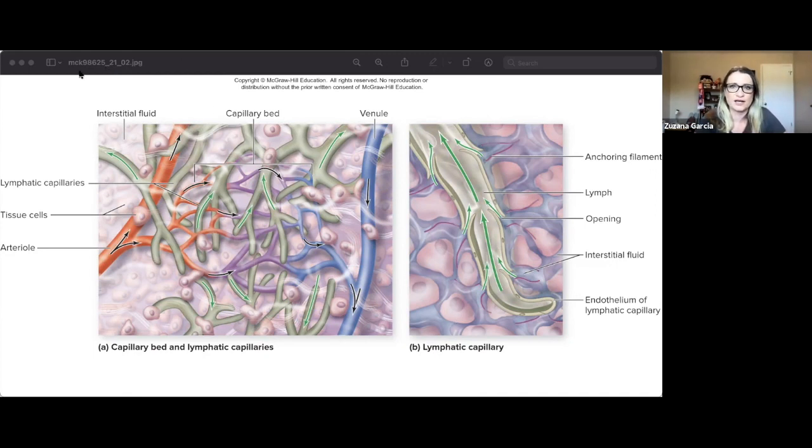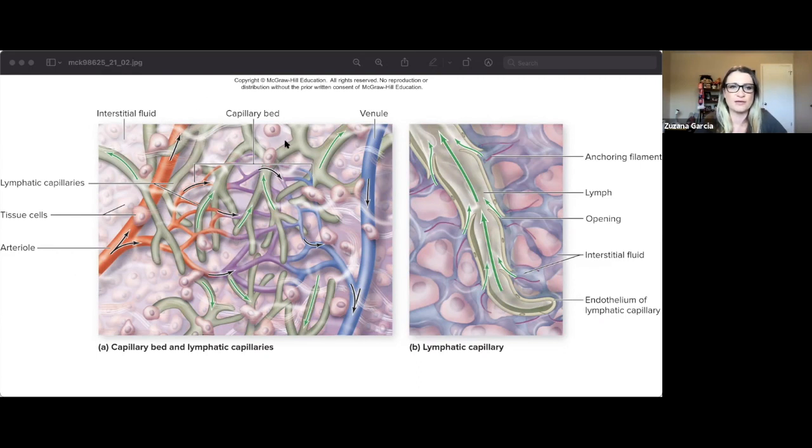We're not going to see lymphatic capillaries in avascular tissue. If you don't have blood capillaries, you're not going to see lymphatic vessels there. You are also not going to see lymphatic capillaries in the red bone marrow and the central nervous system. So be aware of these three places where you do not see lymphatic vessels: red bone marrow, central nervous system, and avascular tissue. That's an important thing to know.